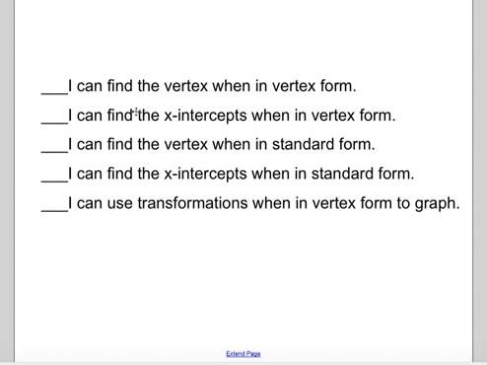So we were to find the vertex when in vertex form, find the x-intercepts when in vertex form, find the vertex when in standard form, find the x-intercepts when in standard form, and then use transformation when in vertex form to graph.